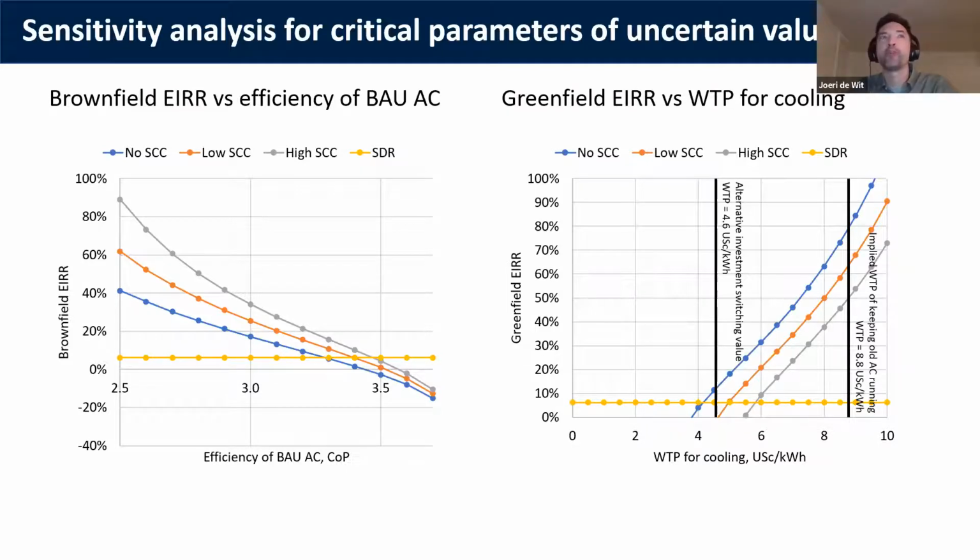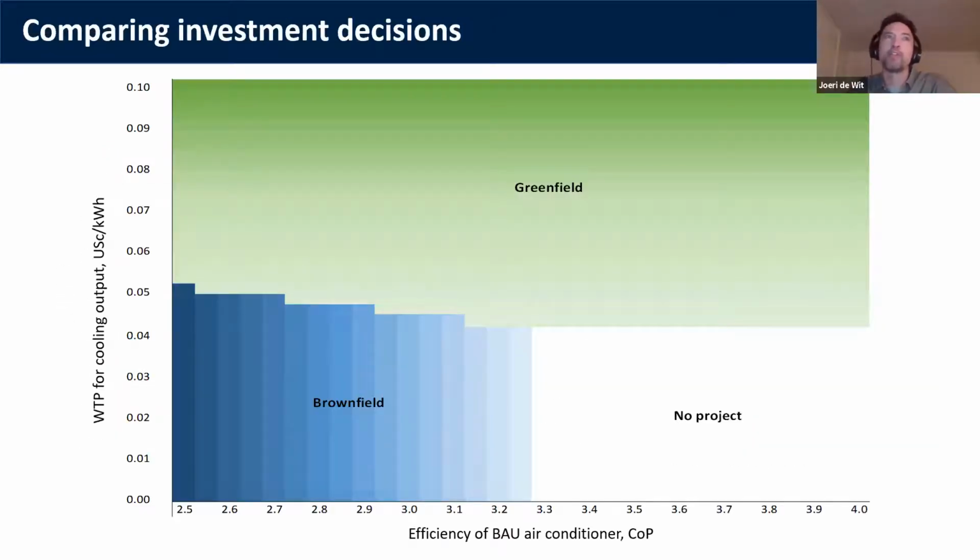Combining this type of information, you could create decision matrices such as this. Here, darker shades refer to higher net present value, and the different colors show you what investment decision you would make. So if your willingness to pay for cooling is relatively low, you would either do brownfield or no project, depending on the efficiency of the business as usual AC. But as long as there's a high willingness to pay, you would go for a greenfield, because those new goods and services are providing way more benefits than energy savings could.